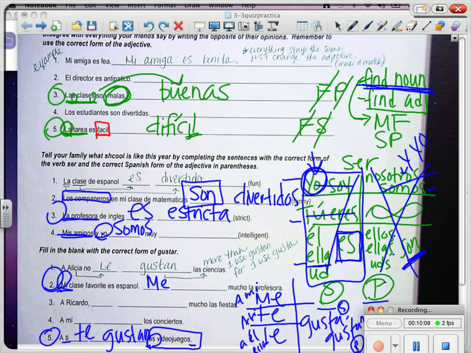And then, what is it that I like? I like la profesora. Of course you like the profesora. She's so cool. She's so requete bueno. All right, so what do I want to put there? I like the profesora. How many profesoras do I like? You like just one. This is singular. So do I want gusta or gustan? I want gusta.